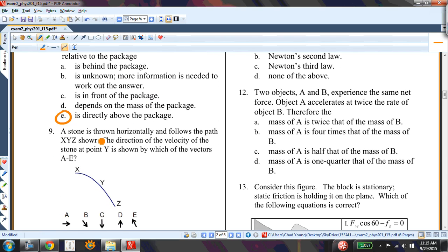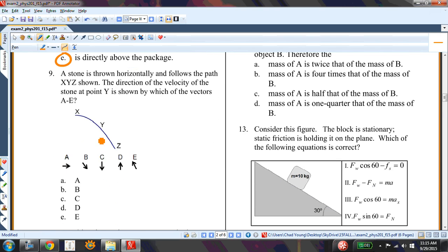A stone is thrown horizontally and follows the path shown. The direction of the velocity of the stone at point Y is shown by which of the vectors? All right, well, at point X, it has a velocity vector that looks like that. All right, at point Y, because here the Y component is 0. At point Y, the Y component is in that direction, and the X component is in that direction. So the net velocity vector is in that direction. So which one is that? That's going to be D is the right answer.